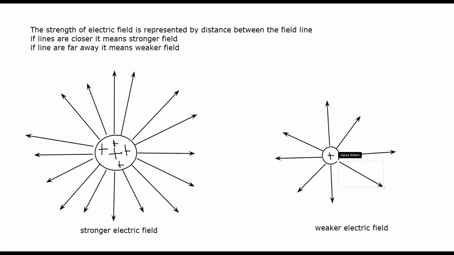If the field lines are closer, you can see there is a small gap between them. So field lines having a smaller gap means stronger. If field lines have a greater gap between them, it means it is weaker. Is the idea about the strength of electric field clear?